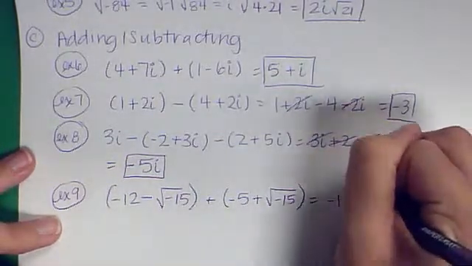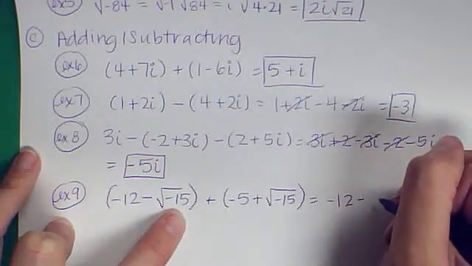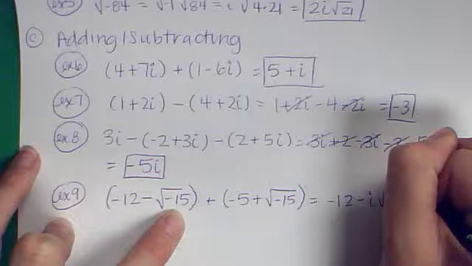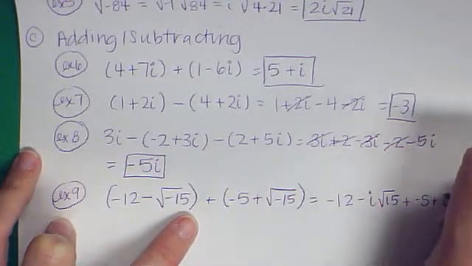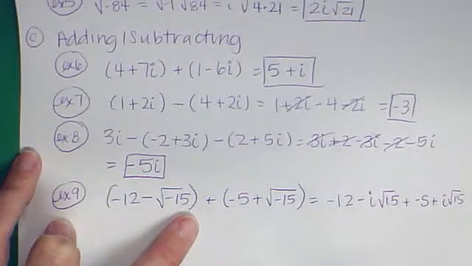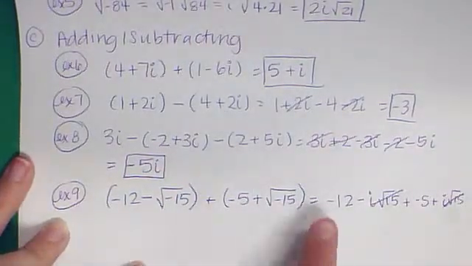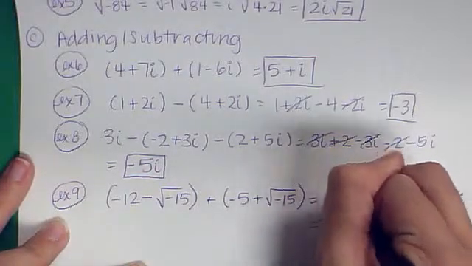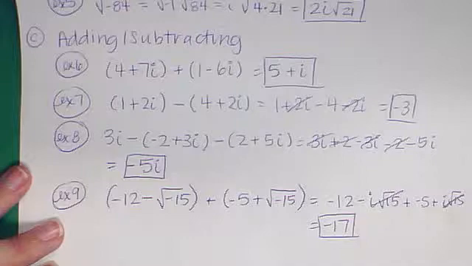So I have negative 12 minus, and a negative 1 times a positive 15 is negative 15. So I take out my i square roots of 15, plus negative 5 plus i square roots of 15, for the same reason here. You'll notice that your i square roots of 15 cancel, and I have negative 12 and negative 5, which makes negative 17. And once again, all of my imaginary pieces went away.